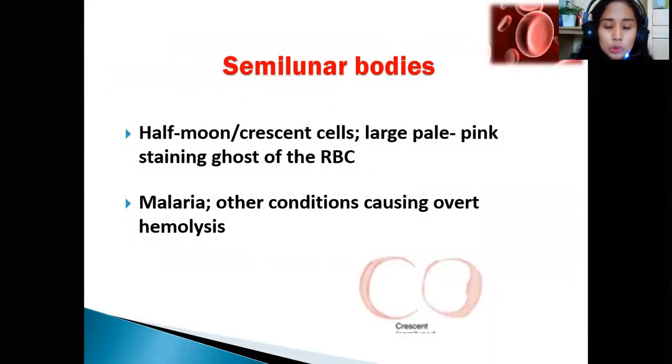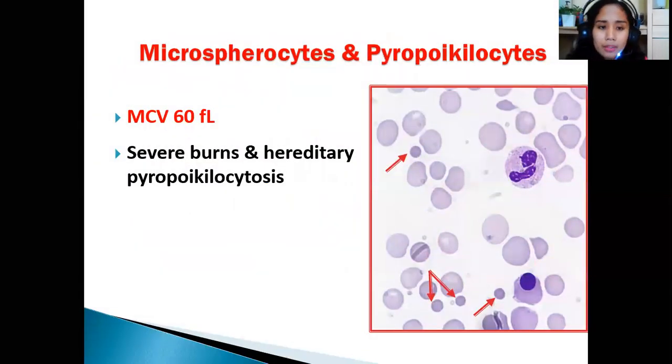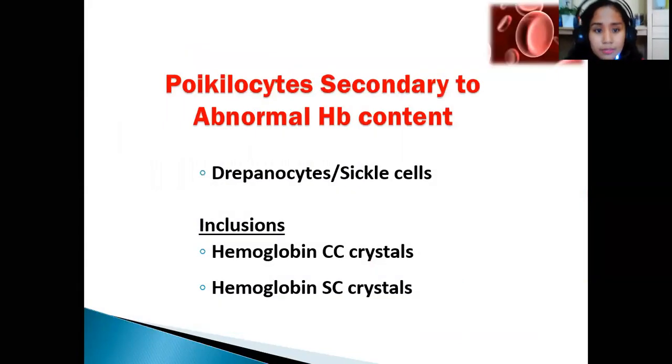We have semilunar bodies. So, half moon or crescent shape. Large pale pink staining ghost of the red blood cell. And so, in cases of malaria or excessive hemolysis. We have microspherocytes or poikilocytes. Kasi hindi natin masyadong common yan. In cases of severe burns and hereditary poikilocytosis. Yeah. So, smaller than spherocytes.